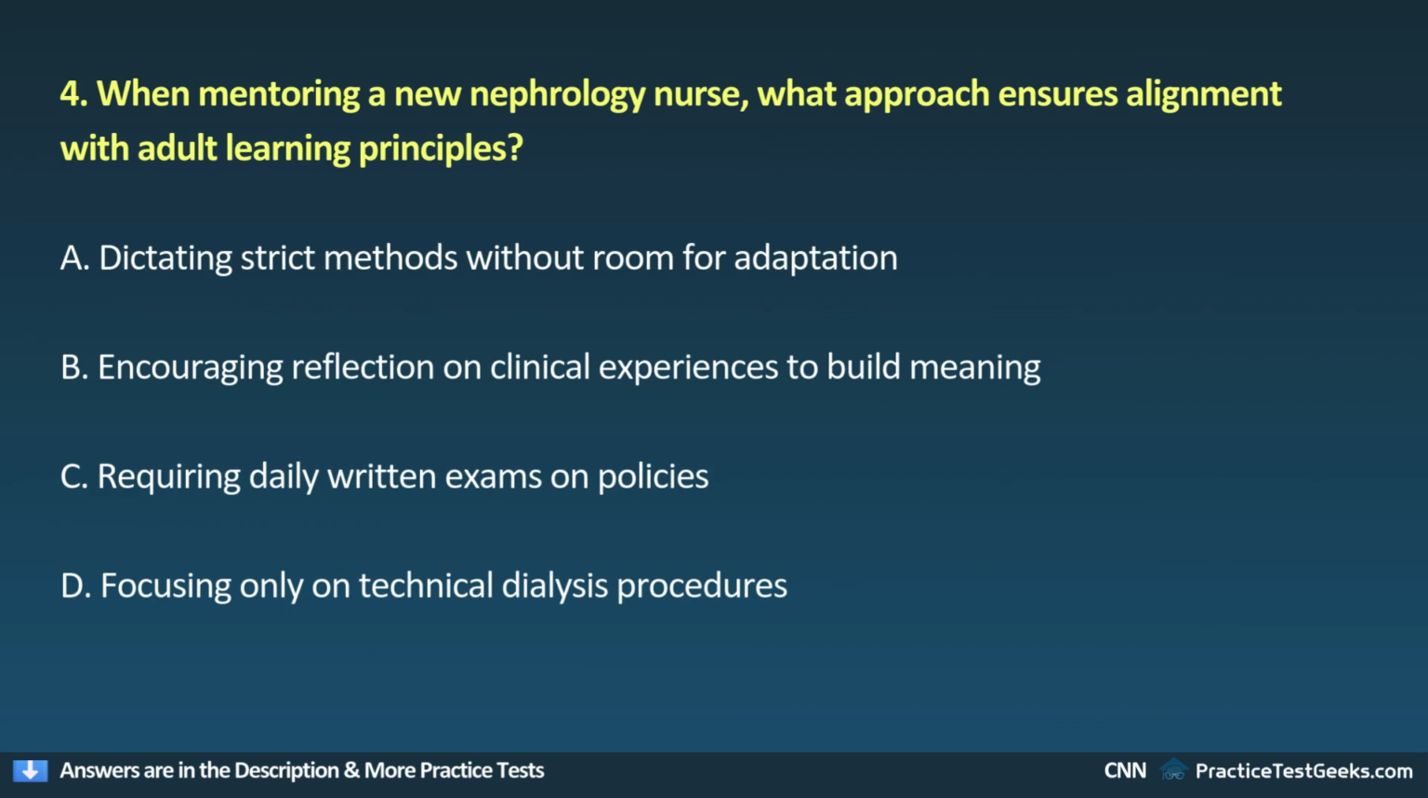4. When mentoring a new nephrology nurse, what approach ensures alignment with adult learning principles? A. Dictating strict methods without room for adaptation. B. Encouraging reflection on clinical experiences to build meaning. C. Requiring daily written exams on policies. D. Focusing only on technical dialysis procedures.